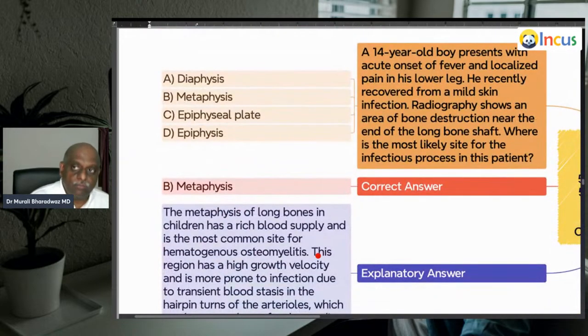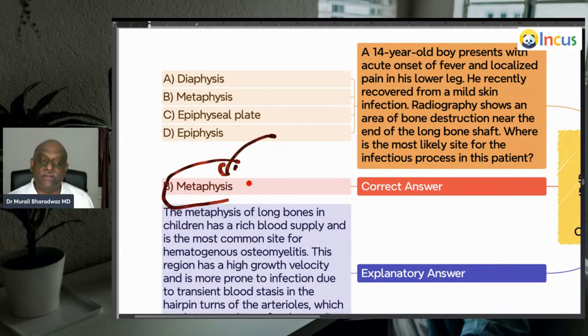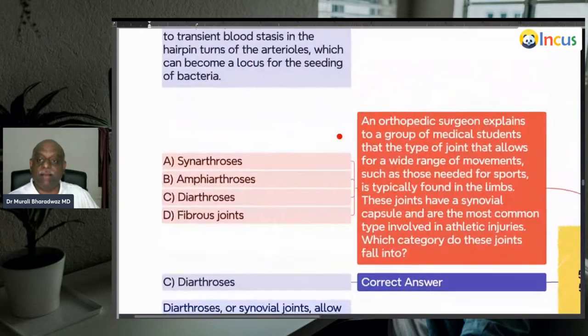A 14-year-old boy, acute onset of fever, osteomyelitis. What is the most important site of the bone where osteomyelitis, infection, starts? Metaphysis, because the metaphysis has a lot of blood supply. That is what you need to remember.